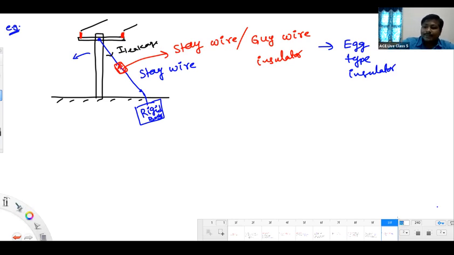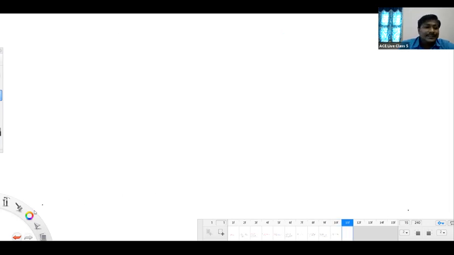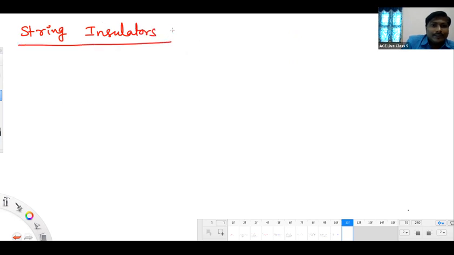The next type of insulator in the list is string insulators, which is very important for the examination. String insulators will be used as a replacement for the previous insulators we have discussed, that is pin type and shackle type. In place of pin and shackle type, at higher voltage levels, we use string insulators.